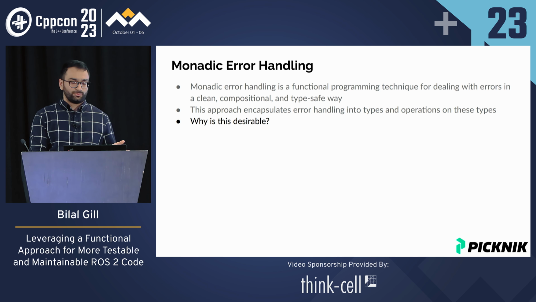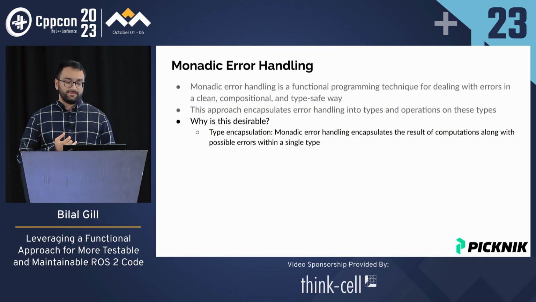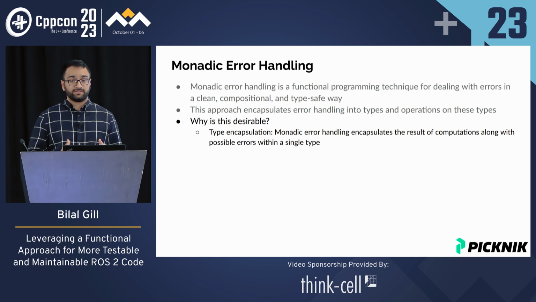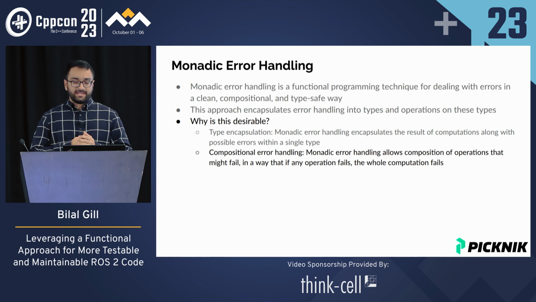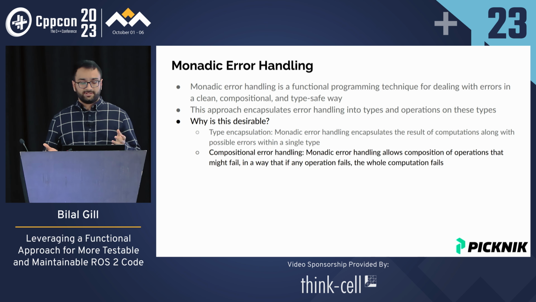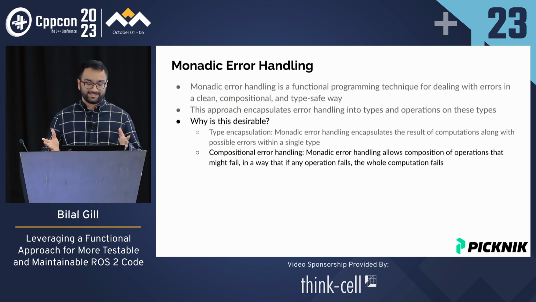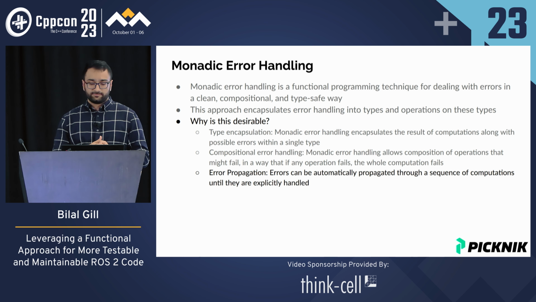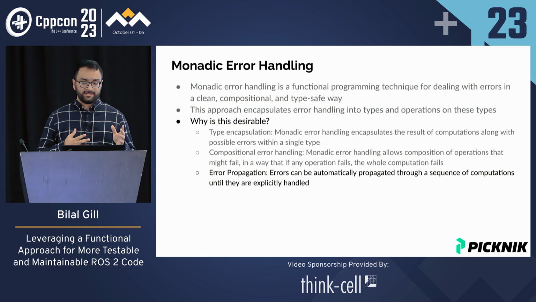So the question you might be asking is, why is this desirable? One thing is it has type encapsulation. Monadic error handling encapsulates the result of computations along with the possible errors within a single type. It's compositional error handling. Monadic error handling allows composition of operations that might fail in a way that if any operation fails, the whole computation fails. I swear I'm going to explain this later, but we'll get to it. Another cool thing is error propagation. Errors can be automatically propagated through a sequence of computations until they are explicitly handled.